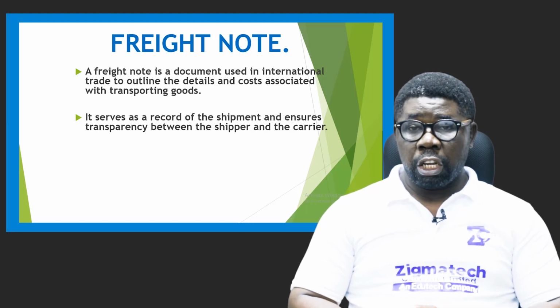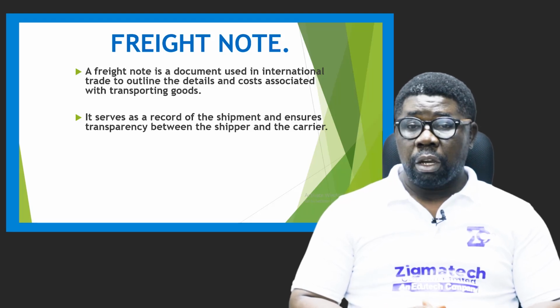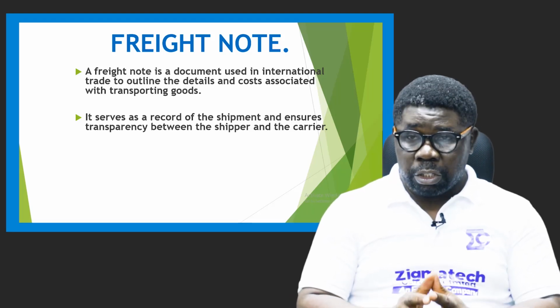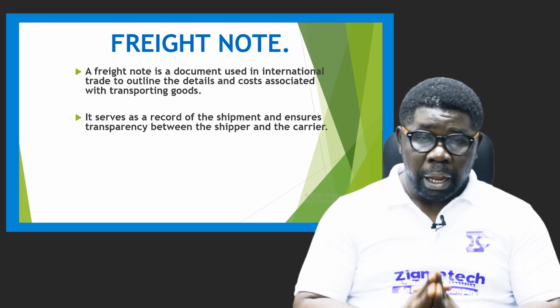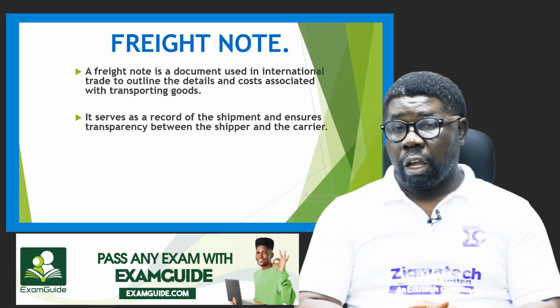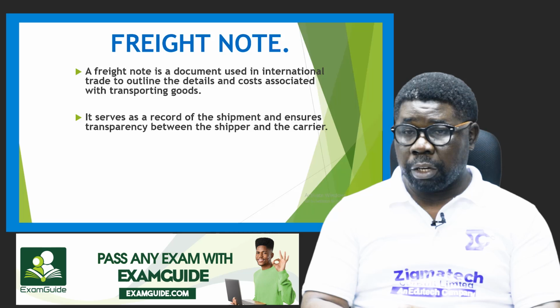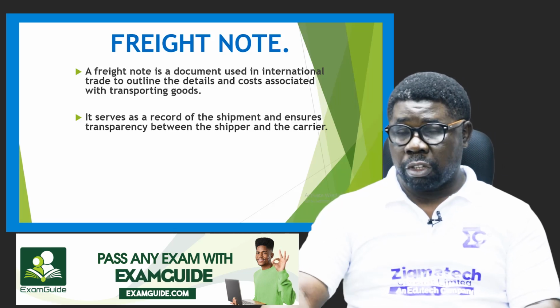Whatever single charge the exporter will pay, depending on who is paying what, all right, at any point in time, is duly noted in the freight note. It's clear enough in the freight note, right? That makes it easy for other forms of calculations to be made, all right, or transactions to be executed.